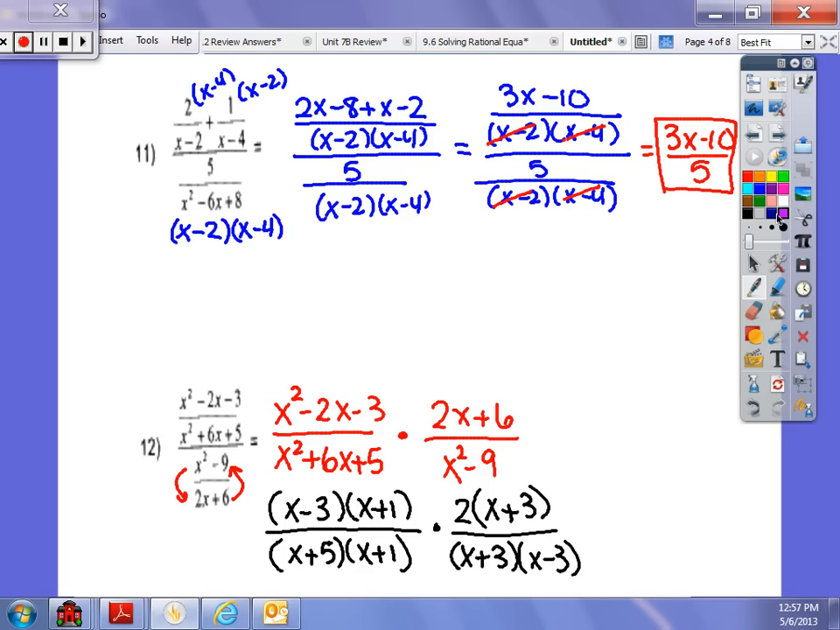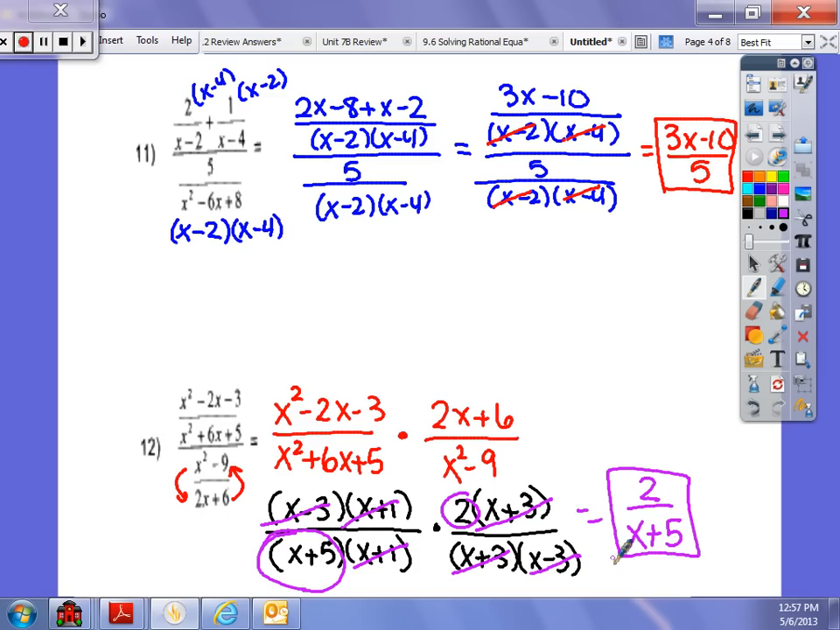So now once you have all your factors, you cross out anything that's diagonal or top to bottom. So we can cross out these two, we can cross out these two, and we wind up being able to cross out these two. So what we have left is 2 on the top, x plus 5 on the bottom, and that's the answer to the question.